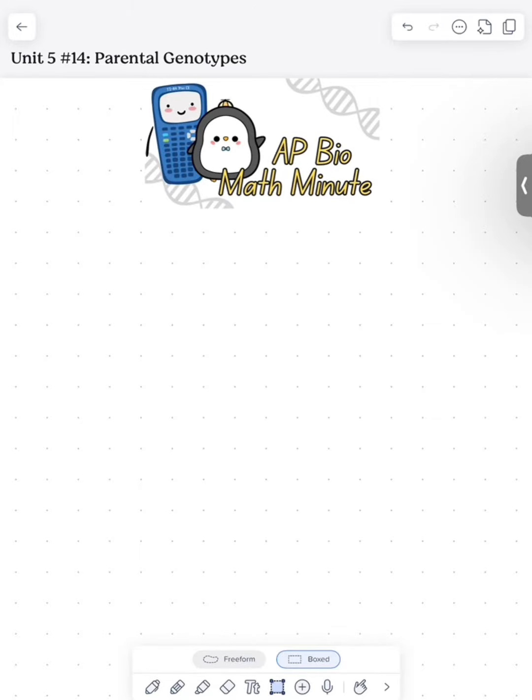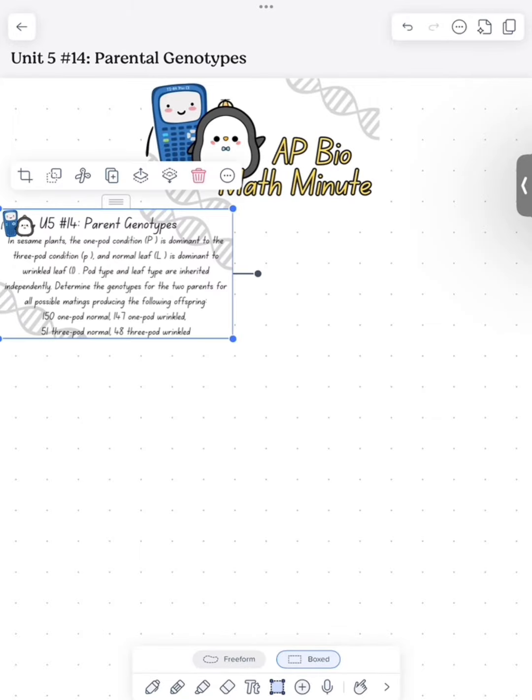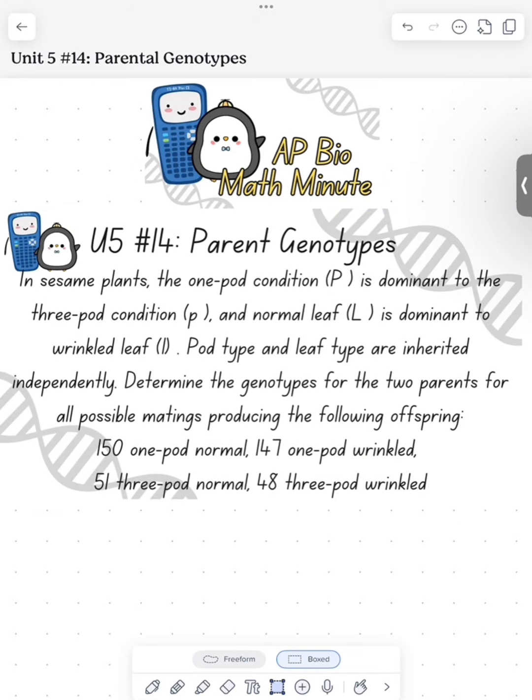Today we're going to do AP Bio Math Minute looking at parental genotypes. So the one-pod condition is dominant to the three-pod condition, and the normal leaf is dominant to the wrinkled leaf. Based on the offspring, we need to figure out what the parents' genotypes are. So we're going to add together things that are the same.